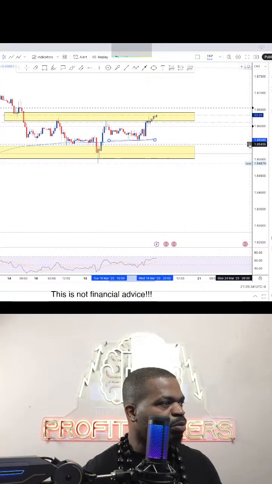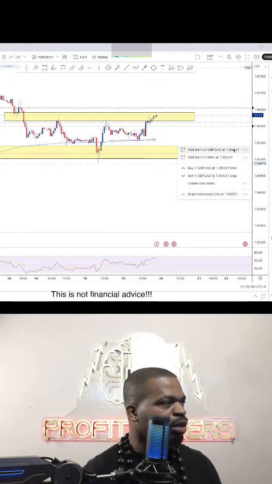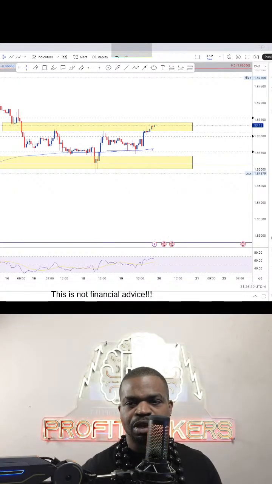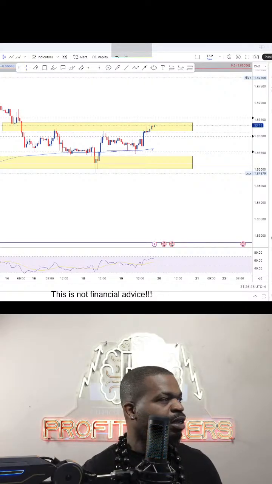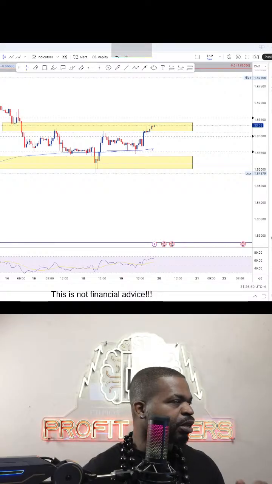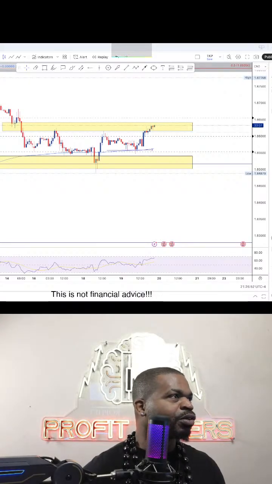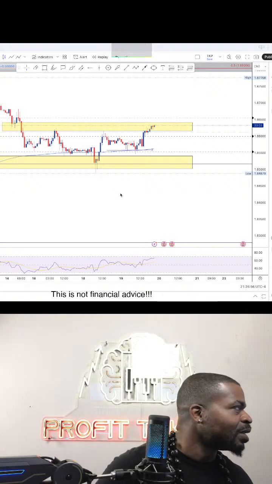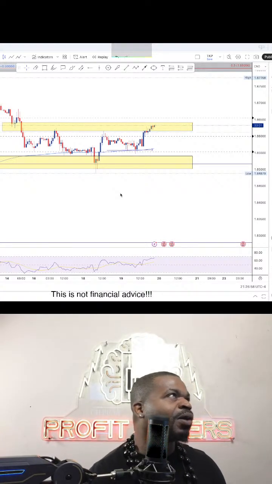So let's go ahead and put another alert here. If it reaches towards that area and decides to hold, that'll be a nice entry for the buy on pound CAD. So let me go ahead and put the risk reward tool up there so you guys can see how this looks. Is this on the hourly or the daily? This time frame is the hourly time frame.